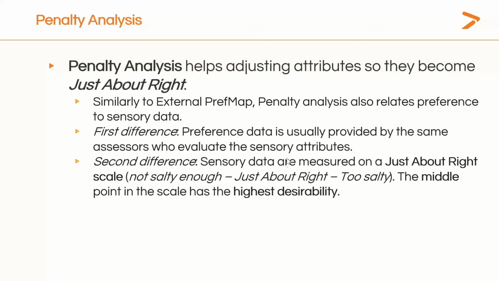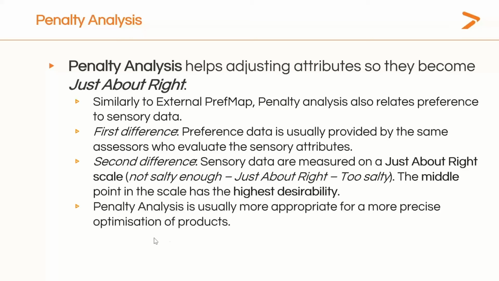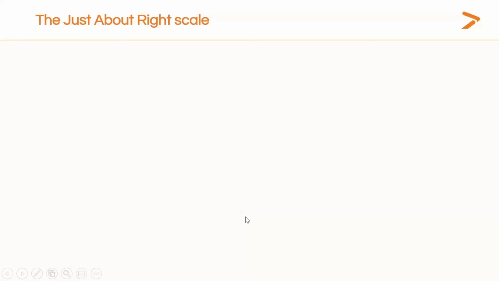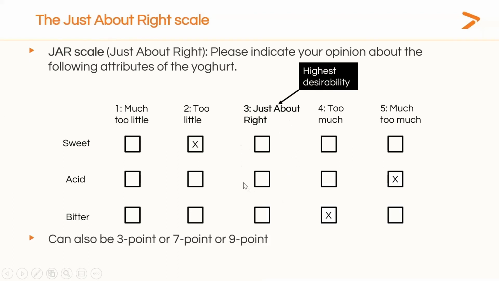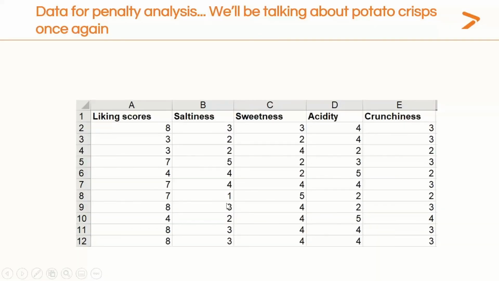The second difference is that sensory data are measured on a just about right scale or JAR scale. For instance, not salty enough, just about right, or too salty. The middle point in the scale has the highest desirability. And penalty analysis is usually more appropriate for a more precise optimization of products. So I remind you that the just about right scale looks like this. Middle point with the highest desirability. This time we'll be talking about potato crisps once again.